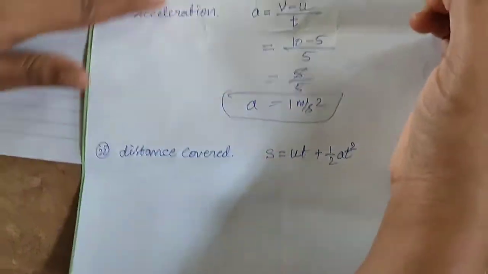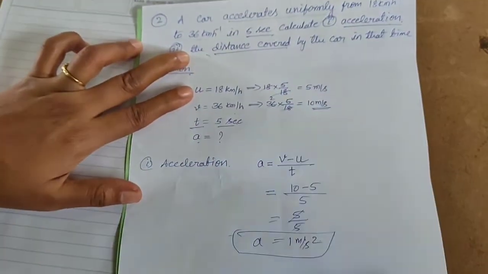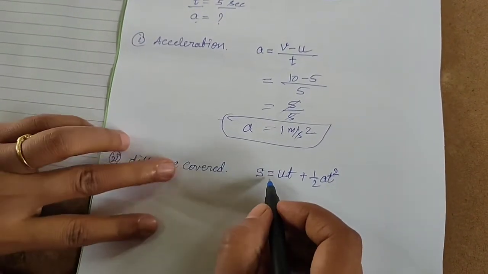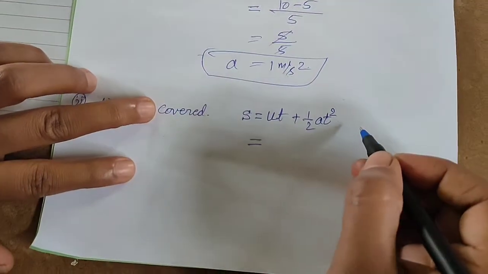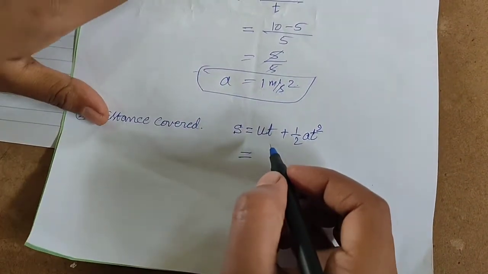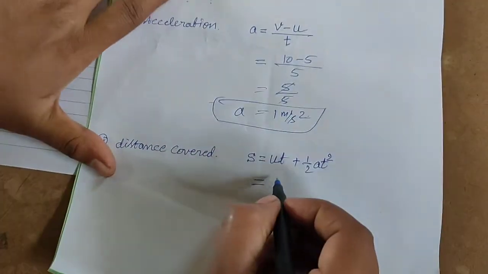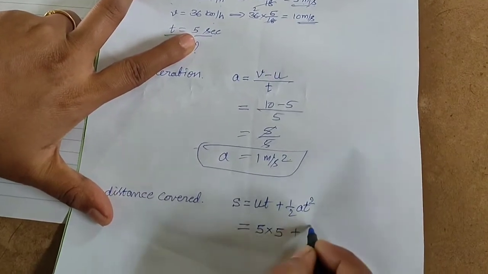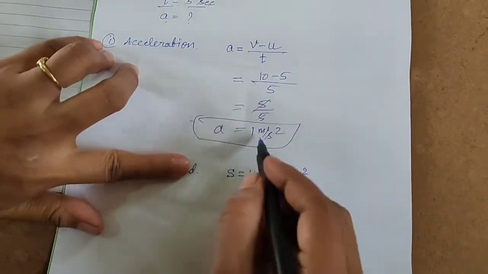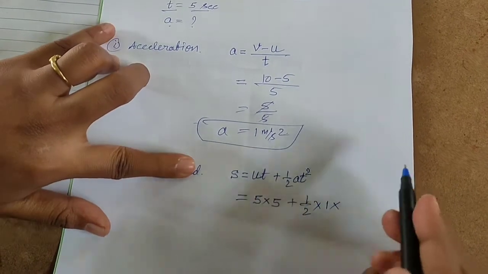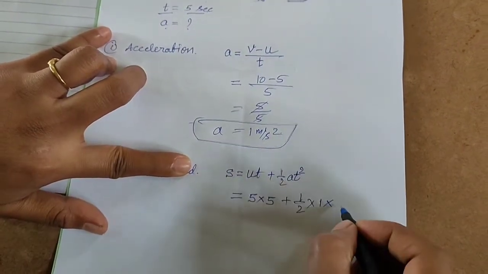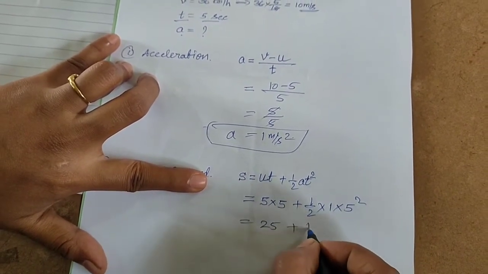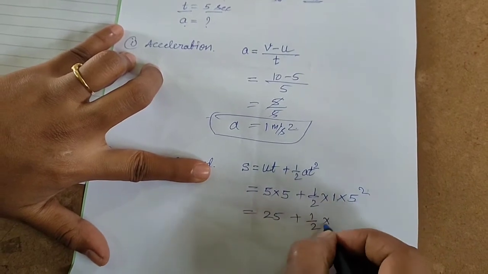So the second one is distance covered by the car. Here I use this formula, s, that is distance covered. S is equal to ut plus half at square. Students, you know that initial velocity is 5. Time taken is also 5. So write 5 plus half of a. A is already found, that is 1. And time is 5 seconds. So write 5. T square means 5 square. 5 5s are 25 plus 1 by 2 into 5 square is 25.